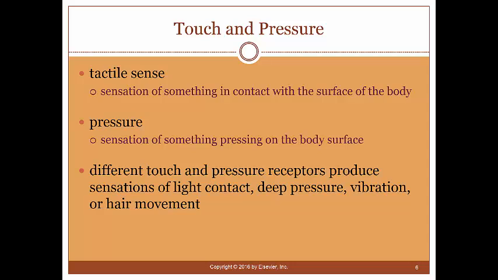And so pressure is actually something pushing against the body, and the receptors for this are going to be deeper down. It'll be like the Pacinian corpuscle or Meissner's corpuscle that would actually sense this, located in the dermis and in the hypodermis areas. The body actually will mix sensations from both tactile and pressure responses to come up with things such as light contact, deep pressure, vibration against the skin, or movement of the hair.